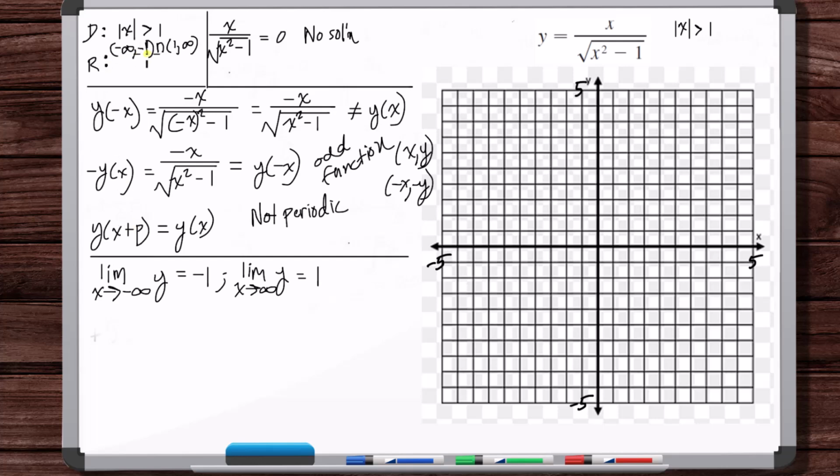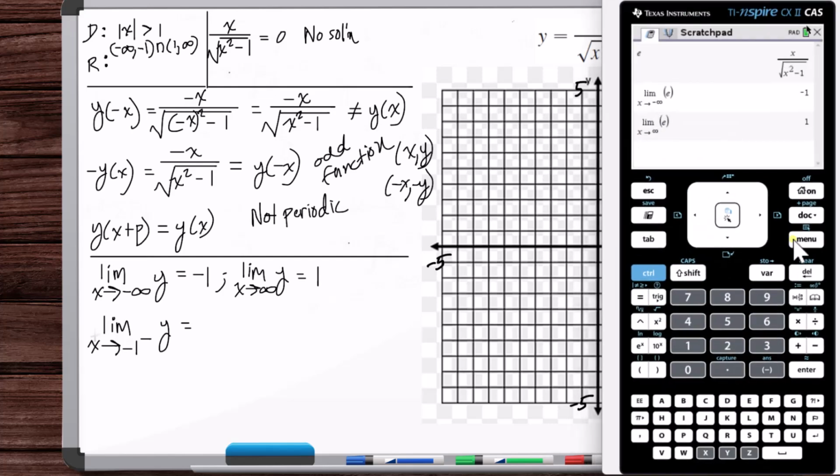All right, but we want to check these. There's other endpoints here, minus 1 and 1. So what we're going to do here is say, what is the limit as x approaches minus 1, but from the left, right? Not in general. There's not going to be a limit that exists in general because there's no function in the middle. So, to do this, we say the limit of e with respect to x approaching minus 1 from the negative direction.